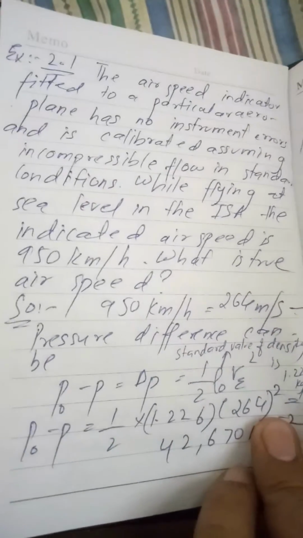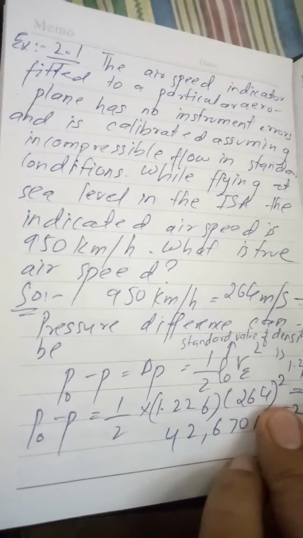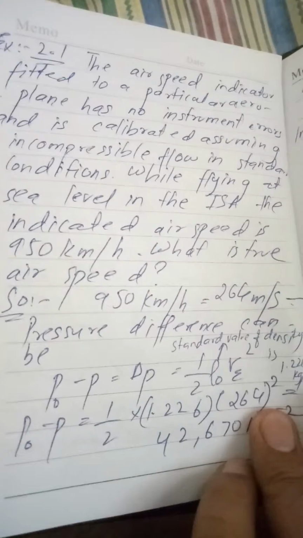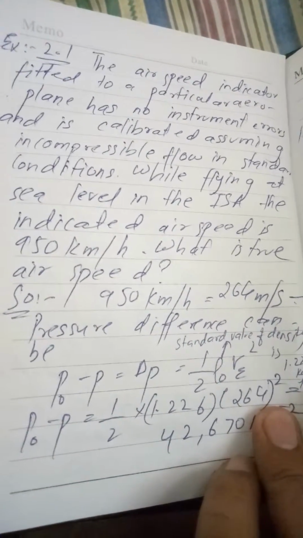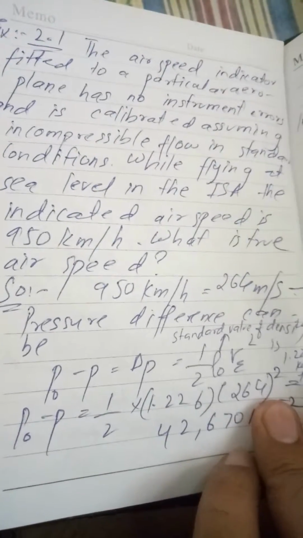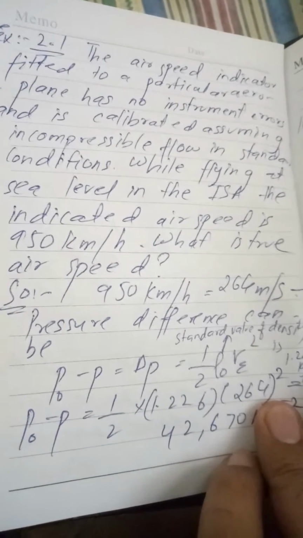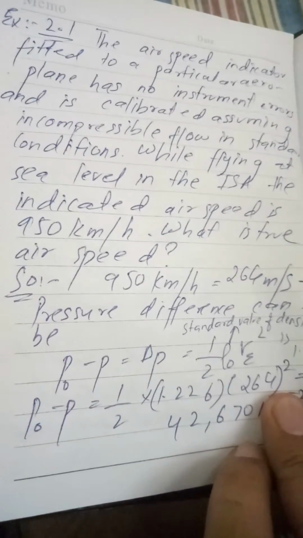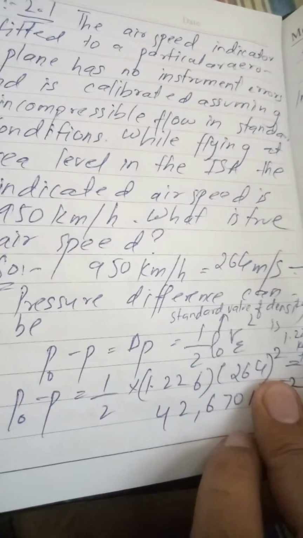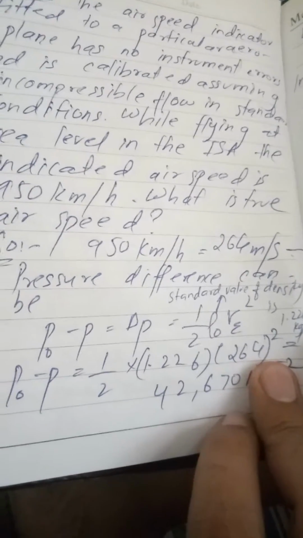The airspeed indicator fitted to a particular airplane has no instrument errors and is calibrated assuming incompressible flow in standard conditions. So standard conditions of the international standard atmosphere, we're going to apply, while flying at sea level in the ISA, the indicated airspeed is 950 km per hour. What is the true airspeed? We're going to calculate in meters per second, converting from kilometers per hour. 950 km per hour when converted to meters per second would be 264.